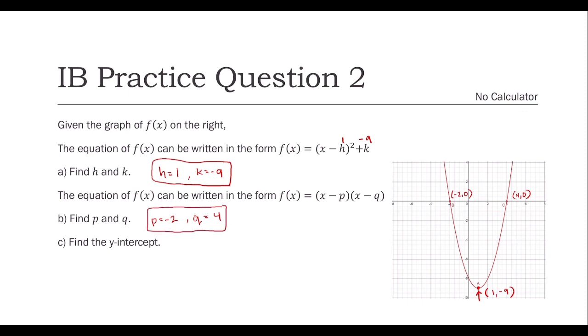Now it says find the y-intercept. So if we look at our graph, our function hits the y-axis when y equals -8. So it'll be 0, -8 is our y-intercept. And that's all for this question.